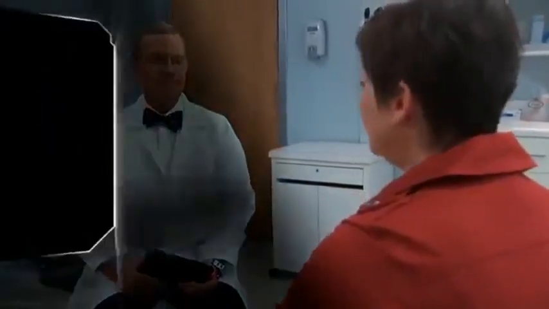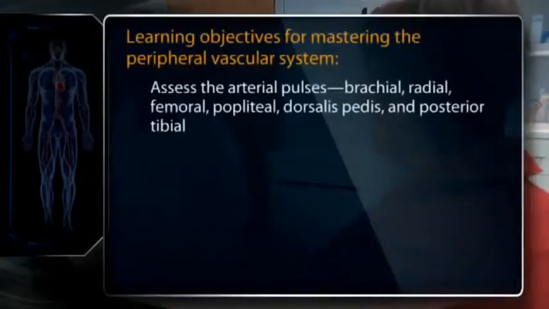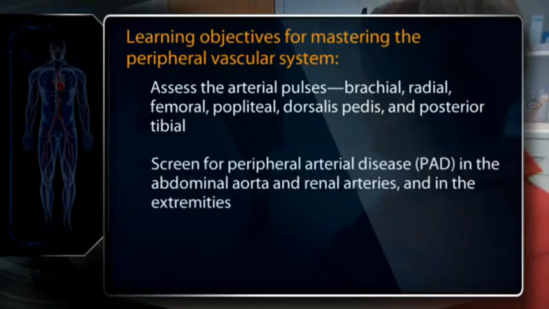Thank you. Your learning objectives for mastering the examination of the peripheral vascular system are to assess the arterial pulses: brachial, radial, femoral, popliteal, dorsalis pedis, and posterior tibial; to screen for peripheral arterial disease, PAD, in the abdominal aorta and renal arteries and in the extremities.